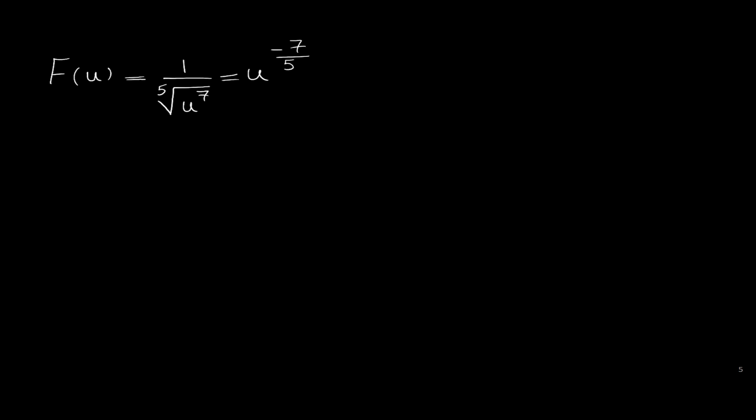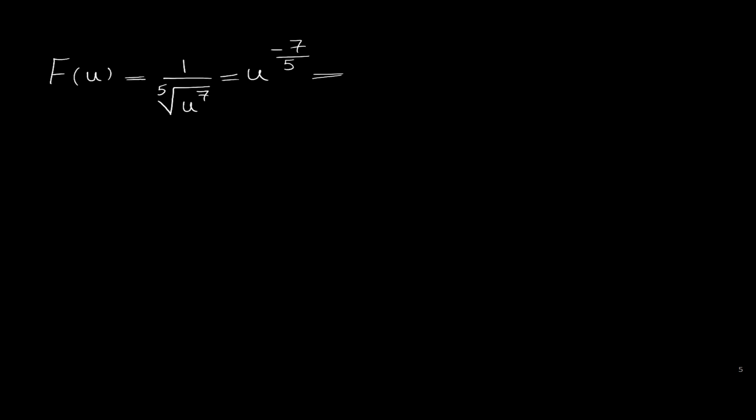The reason that we put negative in the power is that we bring the expression from the denominator to the top, so we have to put a negative in the power. The 7 is because u is raised to the 7, and the 5 in the denominator is because the index of the radical is 5. So 1 over the 5th root of u to the 7 is u to the negative 7 over 5.